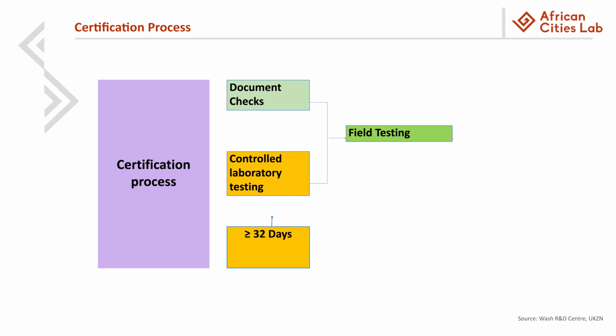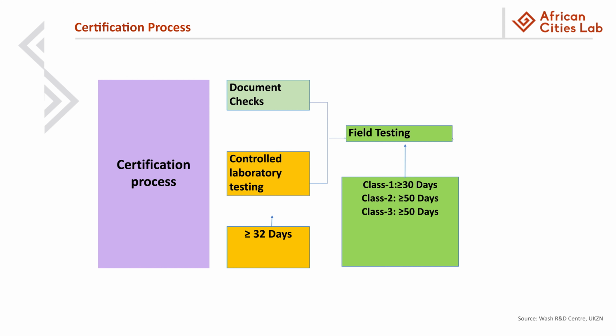For the different classes of non-sewage sanitation systems, the period of the field verification will differ. With Class 1 systems, that is those without a biological treatment process in the back end, being a shorter period since biological treatment processes take a longer time to start up. Once the system passes the field verification, a certificate is issued by the certification body.